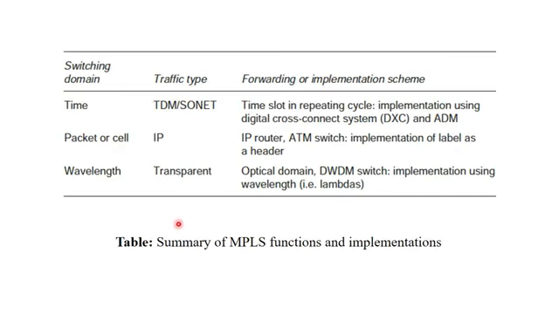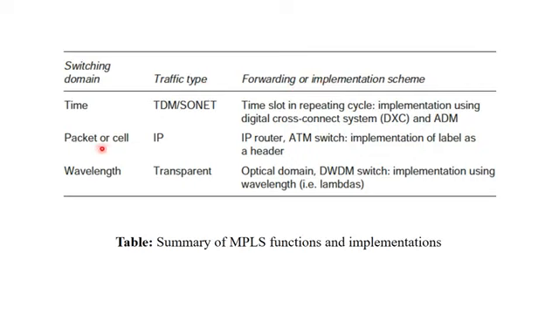Now this table is going to provide the summary of MPLS functions and implementations. So here we can just take an example. First let us go through this wording. Switching domain, then the traffic type, and then the forwarding or implementation scheme. Now what all it can handle is what is listed over here.